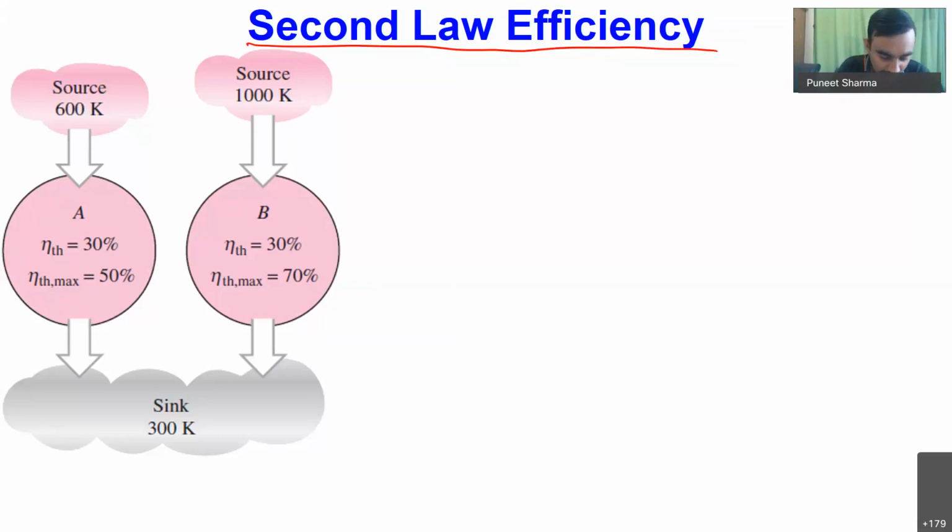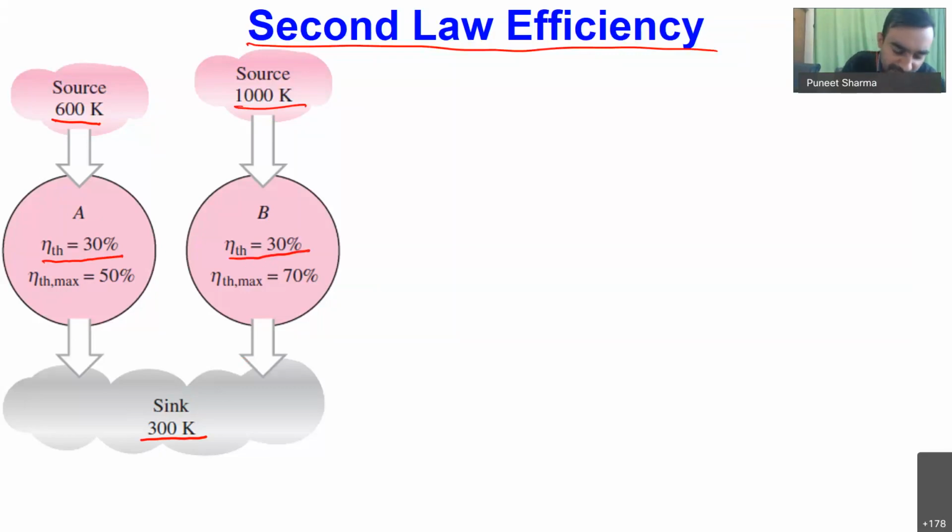Let me demonstrate this idea with the help of one illustration. You can see I have a source at a temperature of 600 Kelvin and a sink at 300 Kelvin, and another source at 1000 Kelvin. In between the first source and sink we have a heat engine, and we are saying that the thermal efficiency of this heat engine is 30%. For the second source we have another heat engine, which also has 30% thermal efficiency.